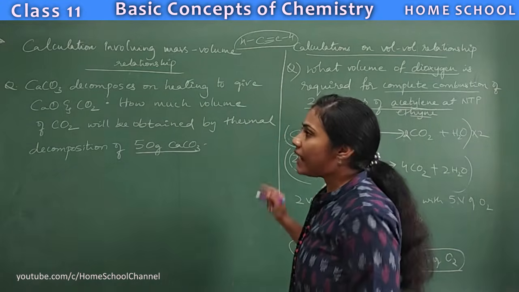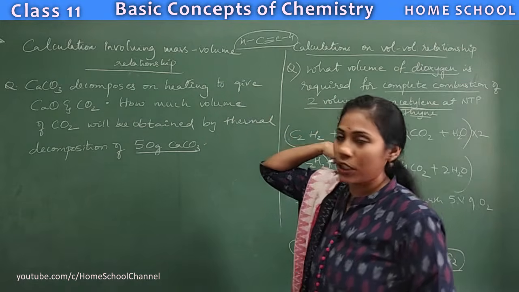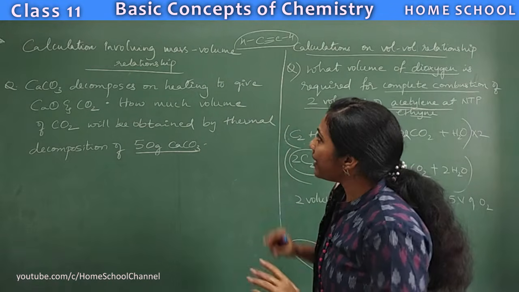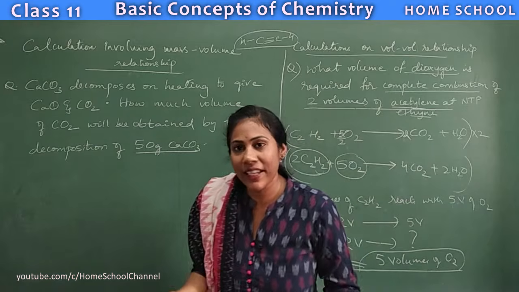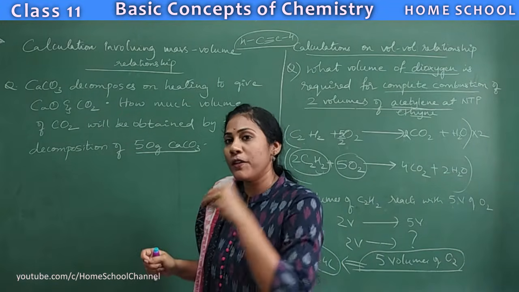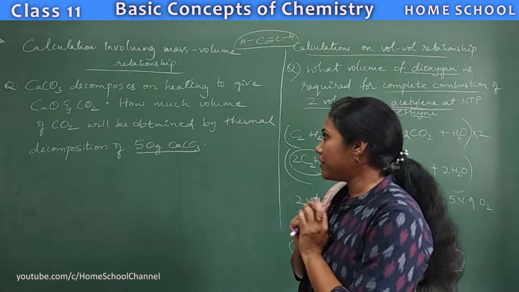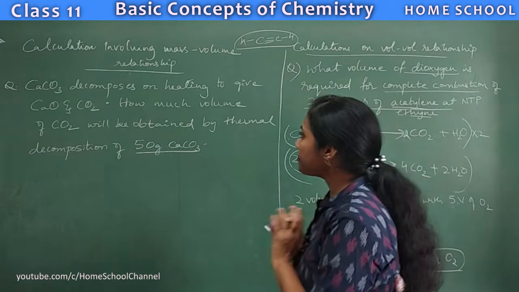Now let us go for the last type of calculation. Calculations involving mass volume relationship. See, that means some mass is given, volume they will ask you. Mass of some compound is given, volume of something they are asking. So let us understand what is that equation or chemical reaction.